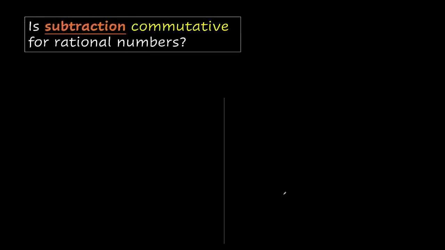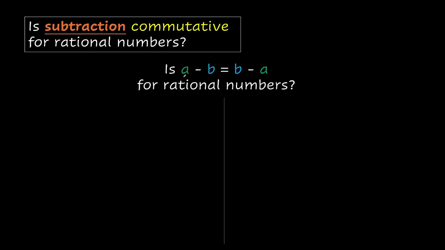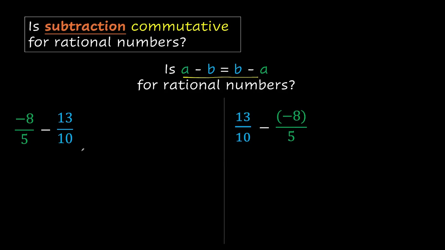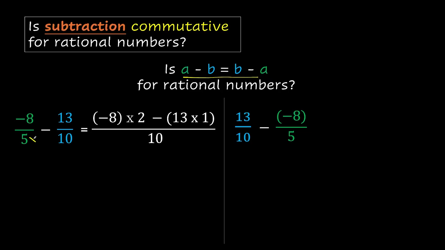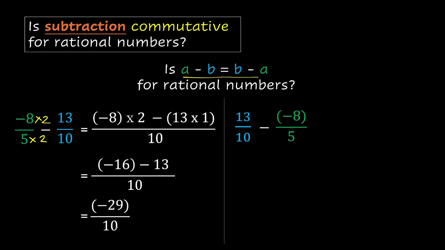Is subtraction commutative for rational numbers? Is a minus b equal to b minus a? Let's see with an example. So minus 8 by 5 minus 13 by 10, is it the same as 13 by 10 minus 8 by 5? Let's see. So the LCM here is 10. So this is going to be 5 times 2. And this would be minus 8 times 2. And that would make it minus 8 times 2 minus 13 times 1 by 10. That will be minus 16 minus 13 by 10. And that will be minus 29 by 10.